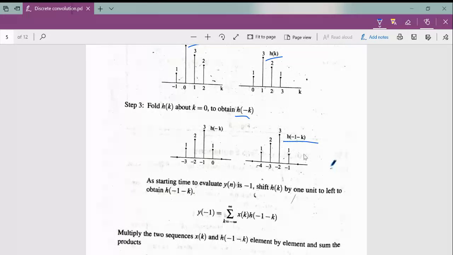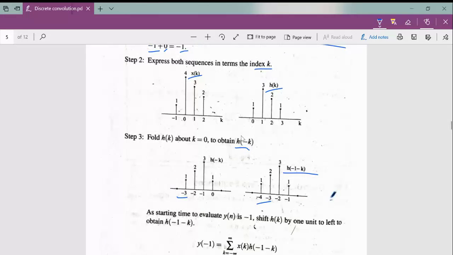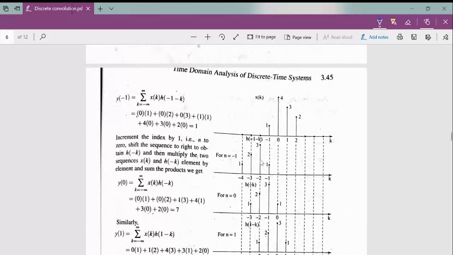Since n is negative, we need to shift h of minus k to the left by n terms. Here n is minus 1, so we shift h of minus k to the left by 1 term. Initially h of minus k starts from minus 3, and here it is minus 4. Then at each step we multiply x of k by h of minus 1 minus k.